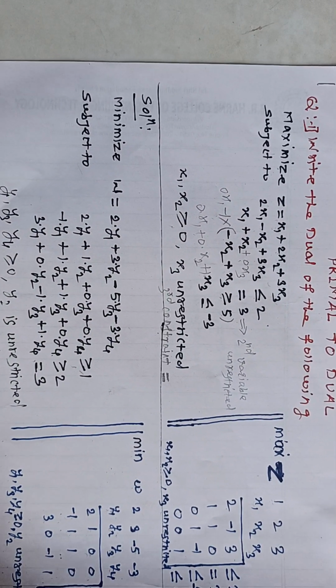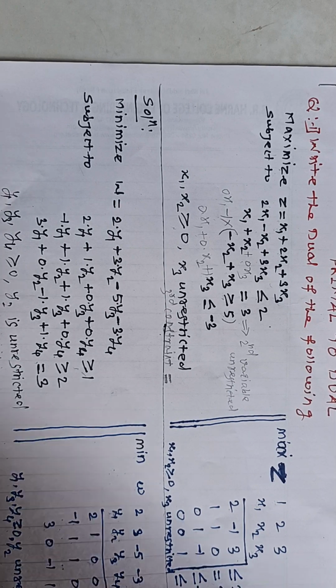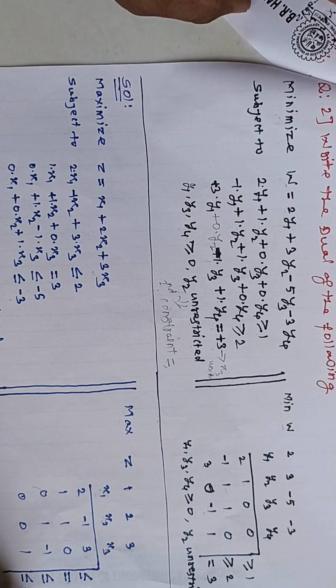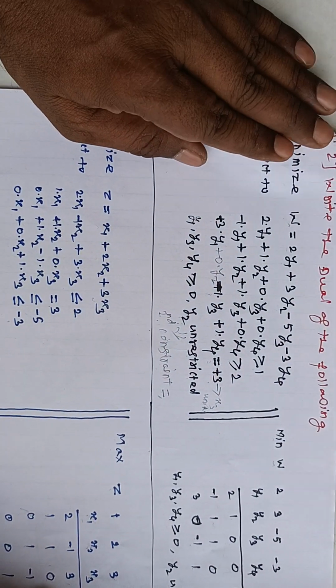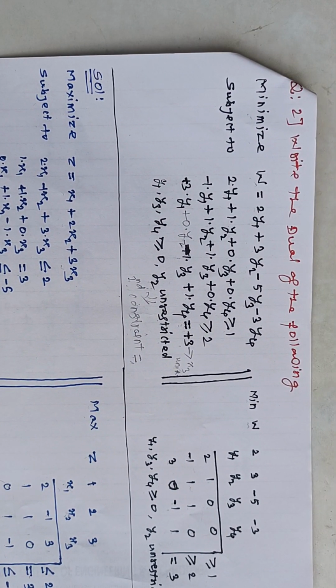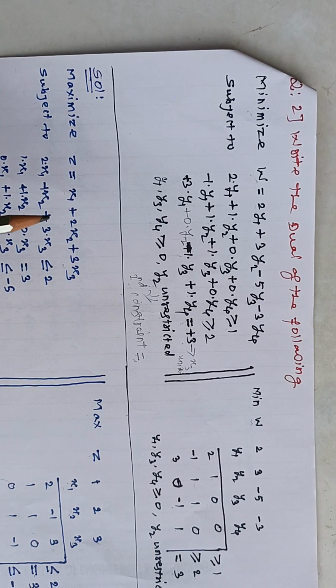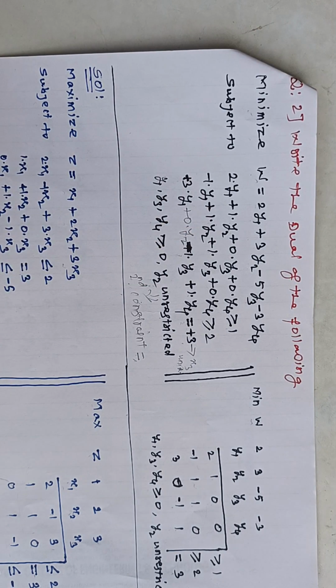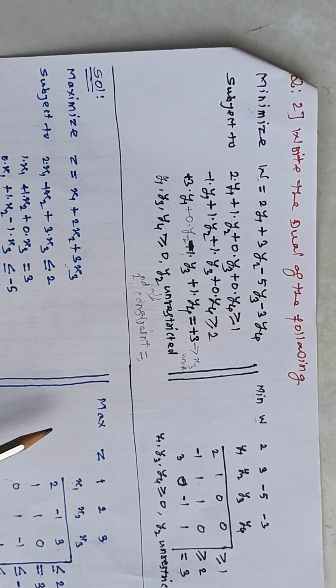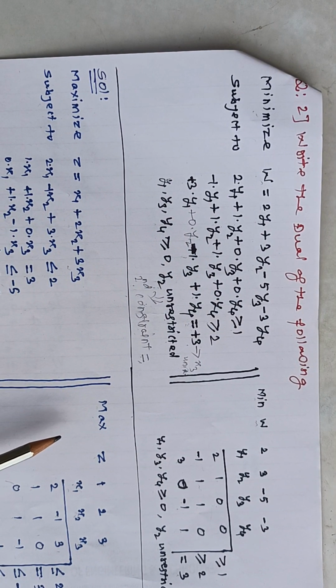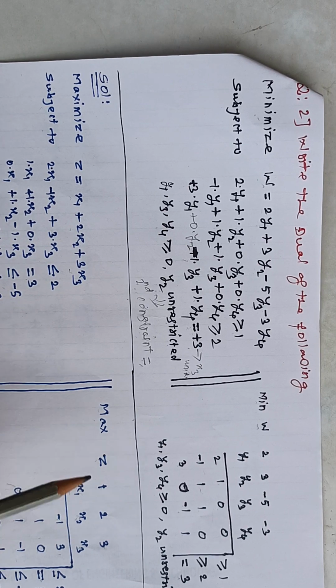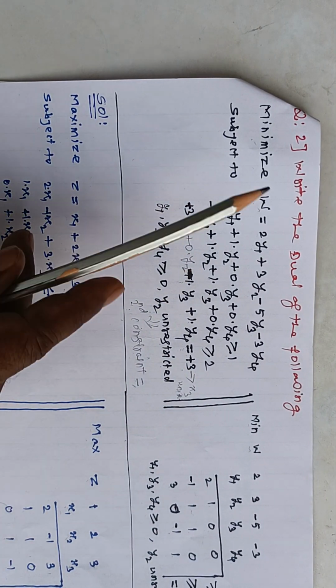Let us solve one more sum where the primal is of minimization type. Let us solve this one. Write the dual of the following problem. Here we are considering the previous sum. Whatever dual we obtained in sum number 1, we are considering as the primal for the second sum, and we are getting the dual of this, which will be the previous sum, the primal of sum number 1. Okay, now here the problem is like this.